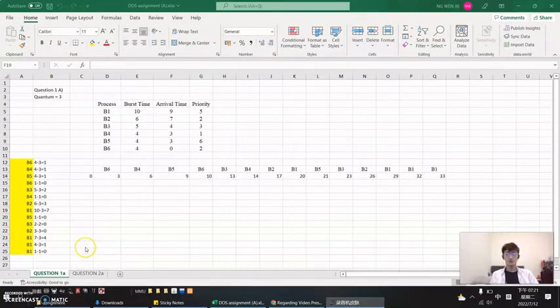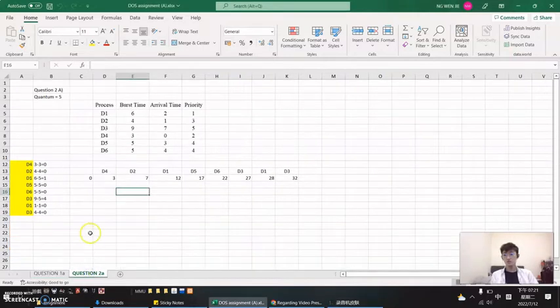Okay, now turn back to me. So question 2 is easier than question 1. Question 2 will be with quantum equal to 5. For the first, we also choose the one whose arrival time equals 0. That is D4. Because D4 does not have enough burst time to run the quantum of 5, we just use 3 seconds.